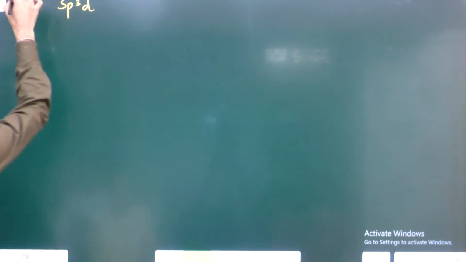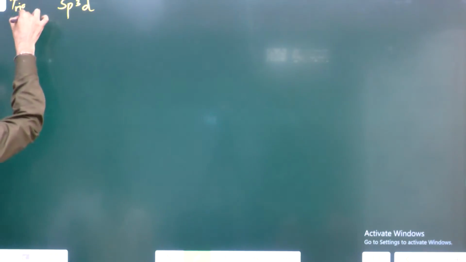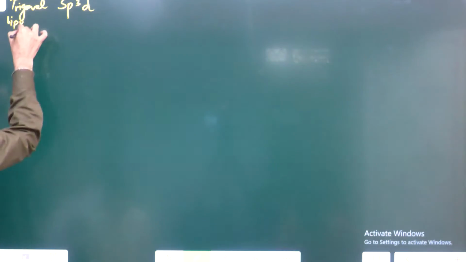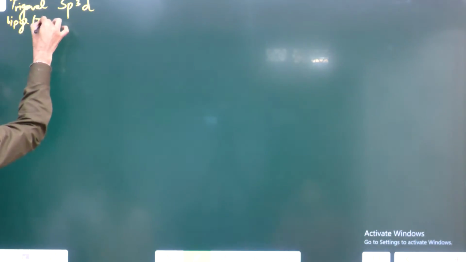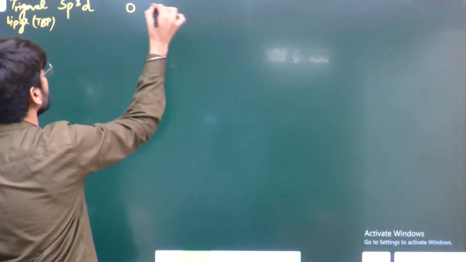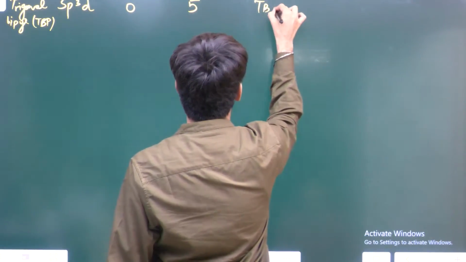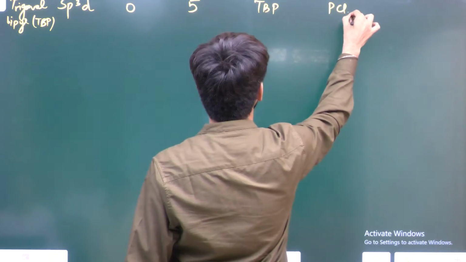sp3d, geometry is trigonal bipyramidal, which is TBP. 0 lone pair, 5 bond pair. Shape is again TBP. An example is PCl5.